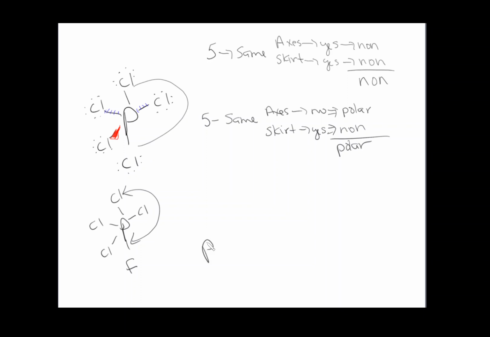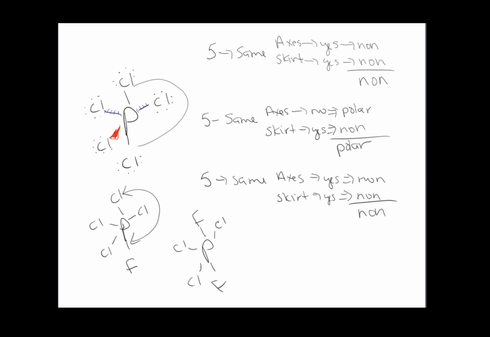What if I drew it like this? Do you see why you have to look at the locations? Hey, are all things the same? No. Normally, if it was up through family 4, you would just say polar, but watch this. Are they the same? Well, the axes, oh, yes. So it's nonpolar. The skirt, yes, it's nonpolar. So overall, you still get non. That's the reason you have to look at both locations.